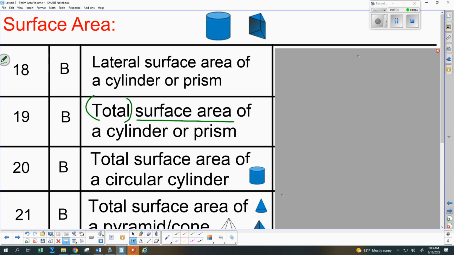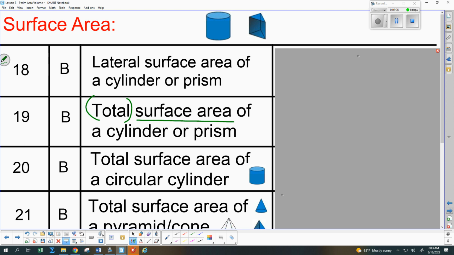And Ellie, say that a little bit louder. Okay, and sometimes we do talk about the nets, and I'll show you those here in a minute. Anybody have a different way of describing what we're talking about when we talk about surface area?